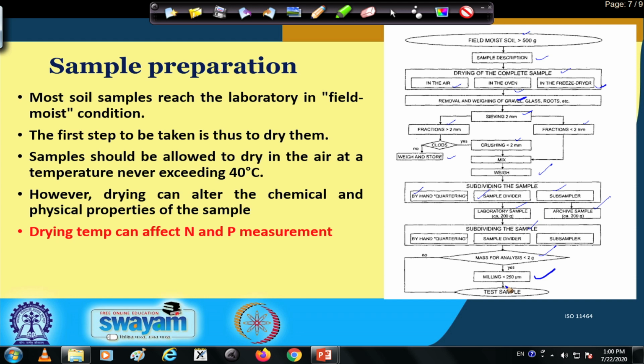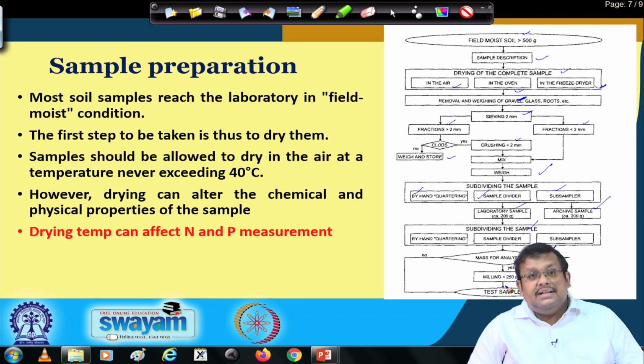So, most soil samples reach the laboratory in field moist condition. So, the first step to be taken is thus to dry them.